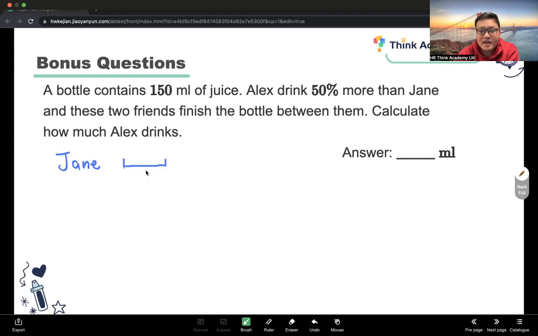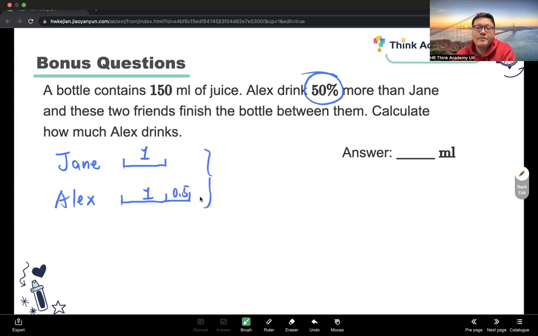So let's say for Jane, you can use this line segment to help you. This is one unit segment. We can use it as one, right? And as a unit one. And for Alex, that will be this unit one plus 50% more. And 50%, we know that is a half of that unit segment, which is 0.5. Okay, so in total, you have 2.5 parts, and they add up to 150 milliliters.